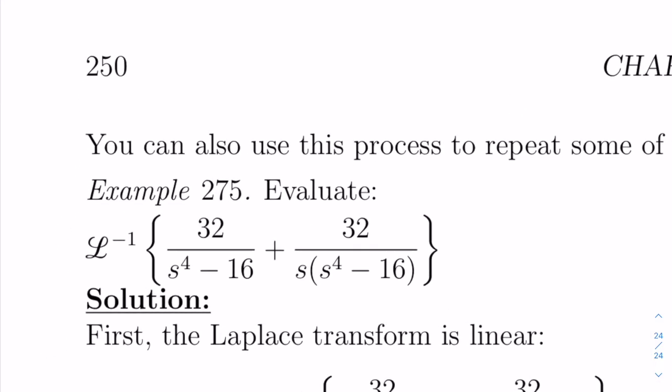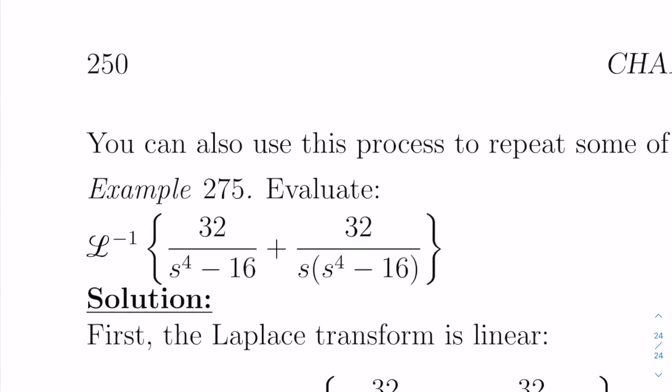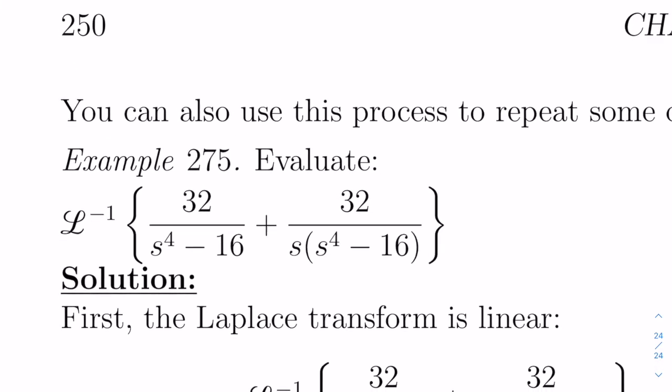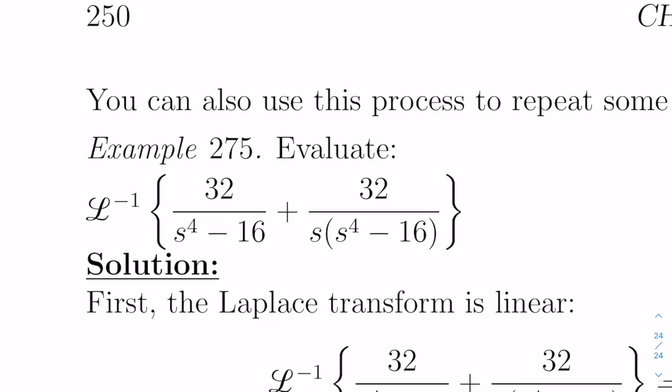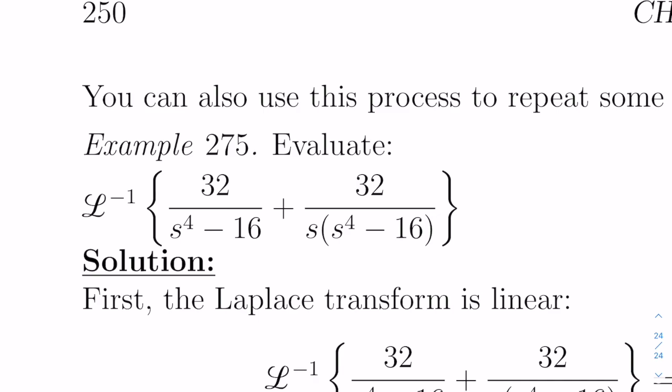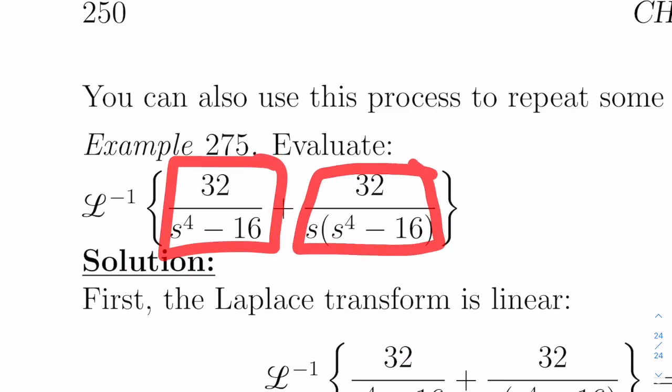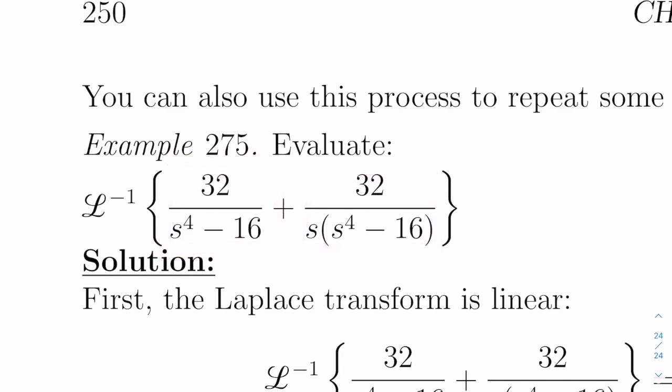Now, I want to do one more example here, and on this page I decided to type a bunch of this work because it was going to be kind of tedious and lengthy to keep up with, much like that convolution with cos t and sine t example. So here we go. Suppose I wanted to find the inverse Laplace transform of this thing. 32 over s squared, s to the 4th minus 16, and 32 over s times s to the 4th minus 16.